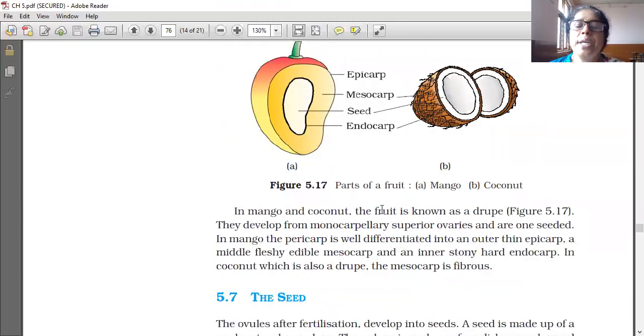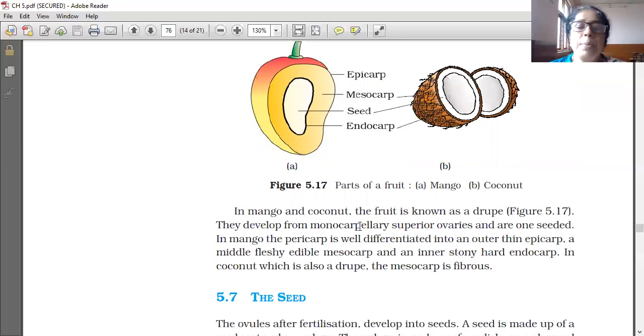In mango and coconut, the fruit is known as drupe. They develop from monocarpellary superior ovaries, from only one carpel. Superior ovary we already learned in the ovary position of the gynoecium, epigynous, perigynous, like that. They develop from a monocarpellary ovary, meaning only one carpel is there, and the ovary is superior to the other three floral whorls. And it is one-seeded, only one seed will be there.